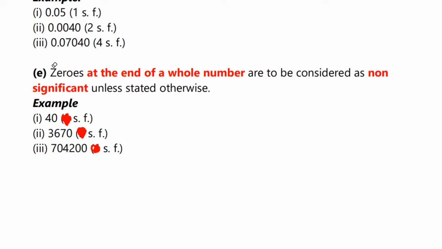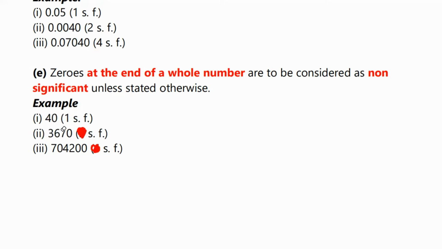Last rule, zeros at the end of a whole number are to be considered as non-significant unless stated otherwise. For example, 40. This is a whole number. The 0 here is to be considered as non-significant. So for this one, only 1 significant figure because this 0 can be considered as non-significant. Or if the question says this whole number has 2 significant figures, also correct.